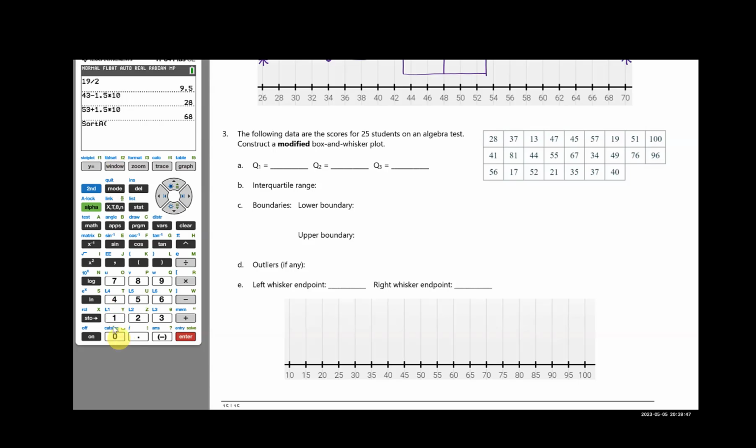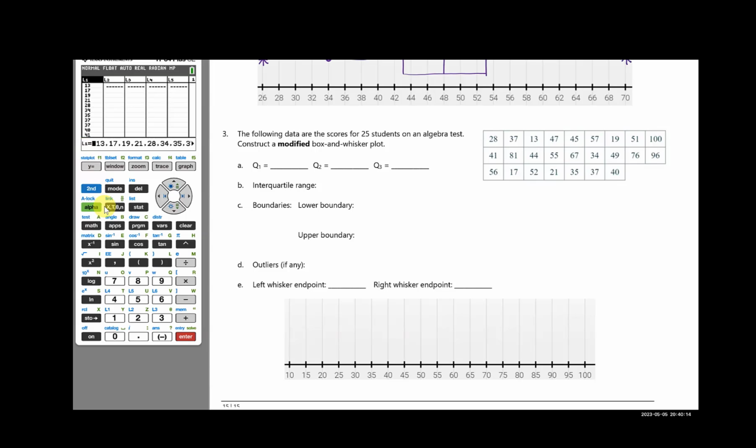And I'll tell the calculator L1, so second one, L1. I want to sort the data in list one. Hit enter, it says it did it, done. So just taking a look again, I can now see that that data has been sorted. And if I scroll to the very top here and highlight L1, I'm going to hit enter, and I can see that list now sorted across the bottom.